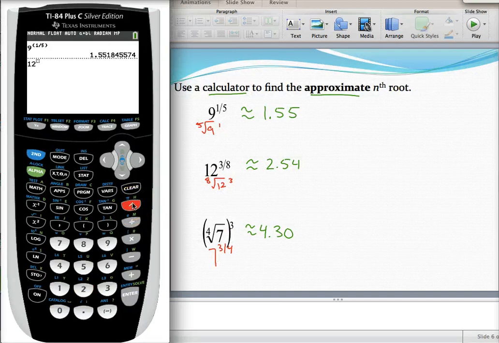Raised to the, if you have one of these newer calculators like I have, we don't need to use parentheses. However, to be on the safe side, if you're not sure, I would just use those parentheses just in case. And so there's where the 2.54 came from.